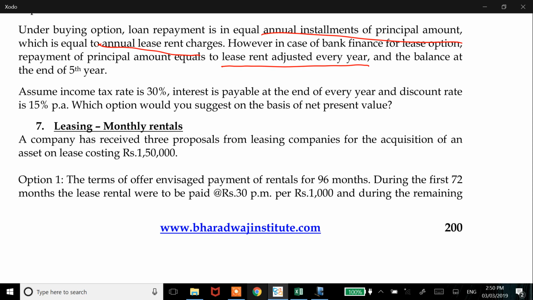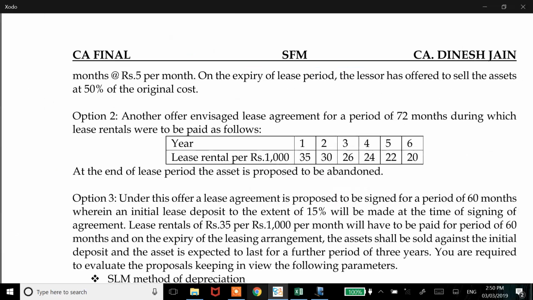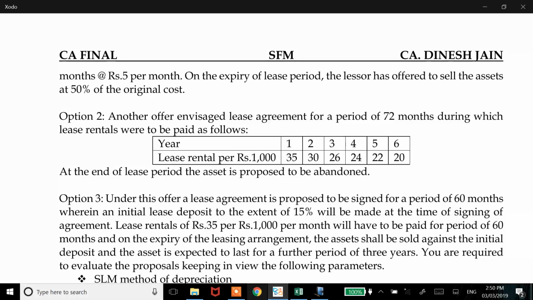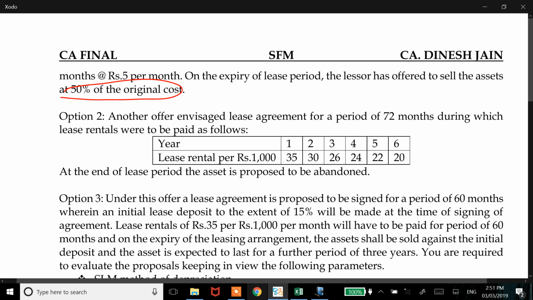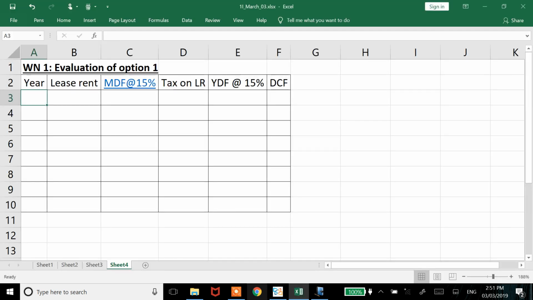Now the terms of the offer envisage payment of rentals for 96 months, first 72, then balance 24. On the expiry, lessor has offered to sell the asset at 50% of the original cost. Listen, I don't know what is going to happen after 96 months. He has offered, and our assumption is we have declined this offer, because if I buy this asset, then I need to know what is going to happen with the asset after 96 months. Without knowing that I cannot agree to this offer. So we will finally write a note. So it's only 8 years cash flow.